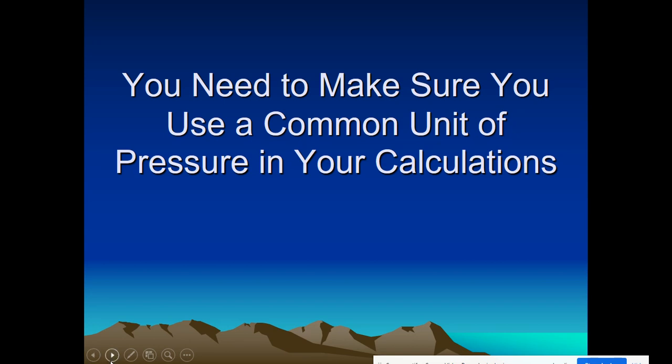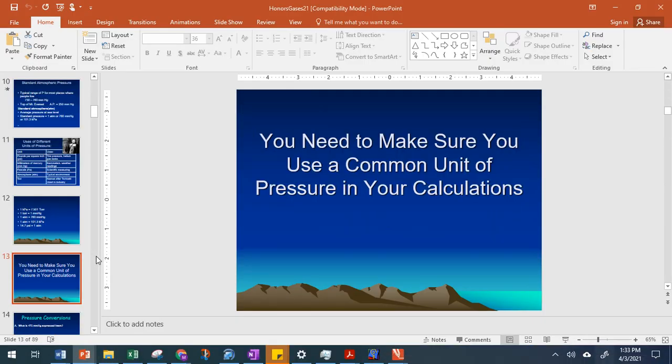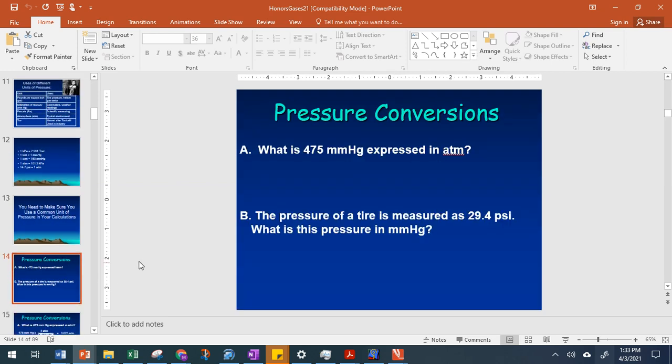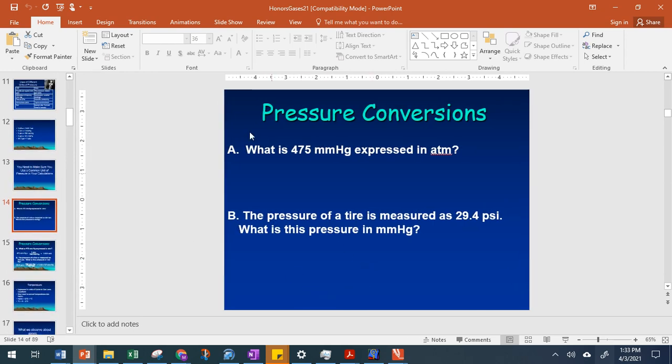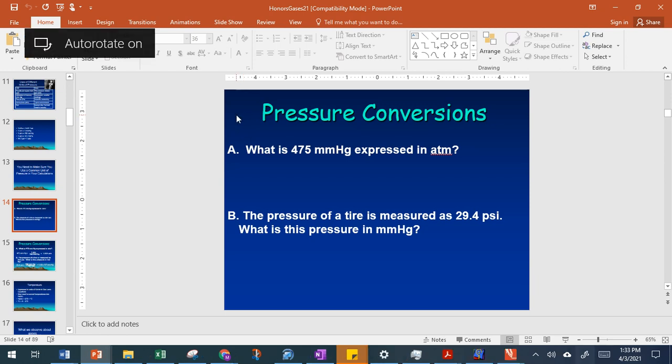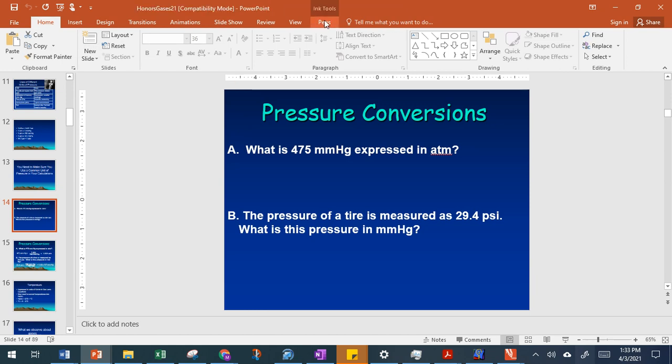So I want to look at two calculations where we're going to have to do conversions. So let's look at these two problems. We have 475 millimeters of mercury, and we want to get that to atmospheres. So let me just bring up this, and we're going to do this problem together.